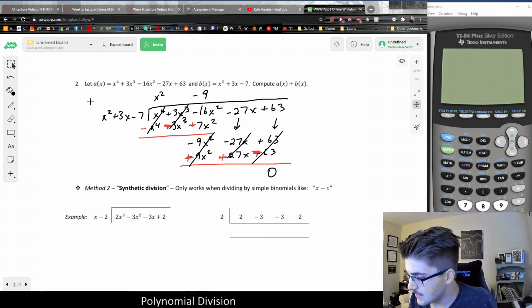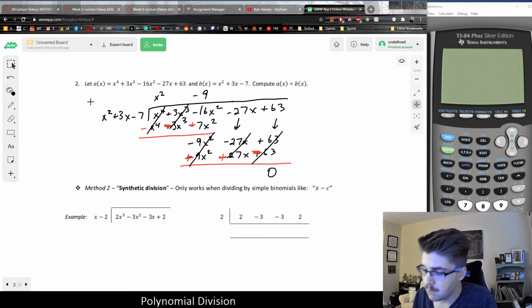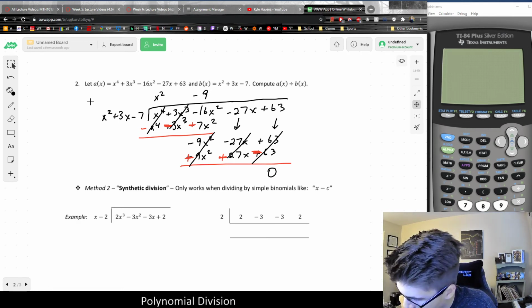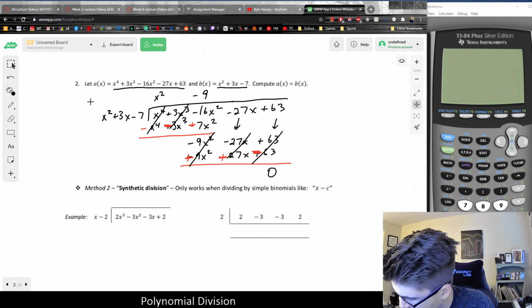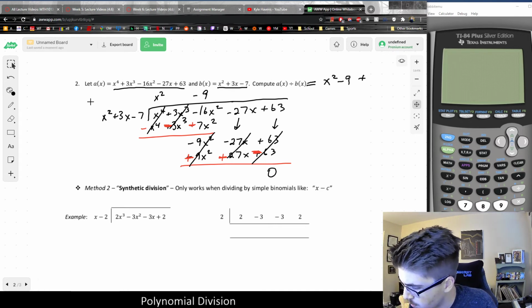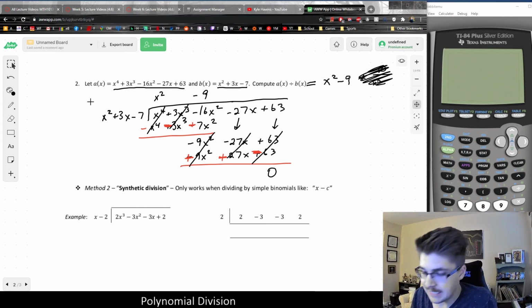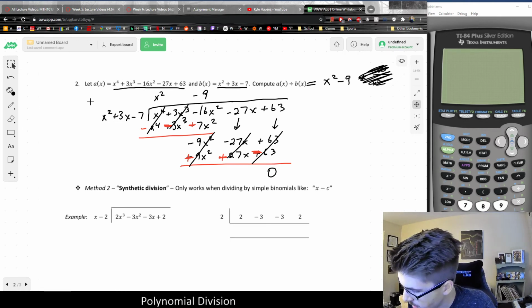So I wanted to look at an example when we do get a remainder of 0 and talk about what that means. When we do get a remainder of 0, our conclusion is that a of x divided by b of x is just equal to the quotient. Basically, this whole polynomial was divisible by this whole polynomial, and the answer is just x squared minus 9. You could write it as plus the remainder divided by the original divisor, but since the remainder is 0, 0 over anything is just 0, and we get a nice, neat answer.